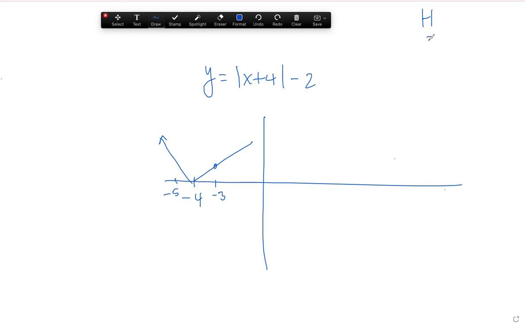There's no reflect, so there's no stretch. There's no reflect. And so the final one is the vertical, and that's down 2. So you move all of these points down 2. It's going to look like this.